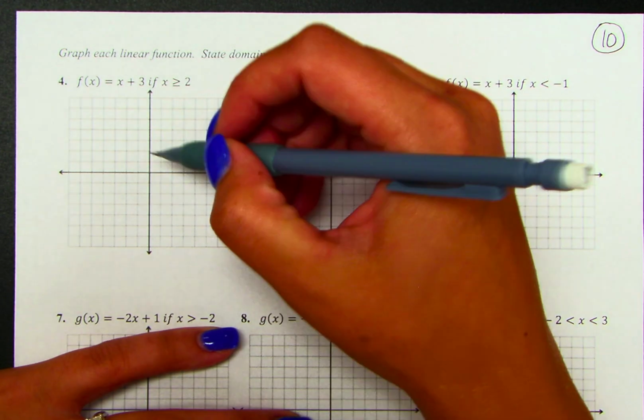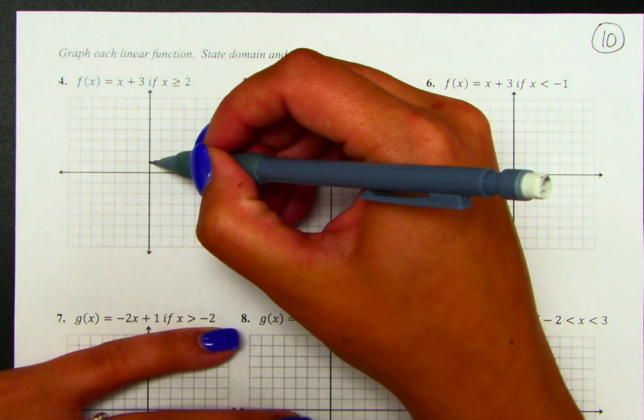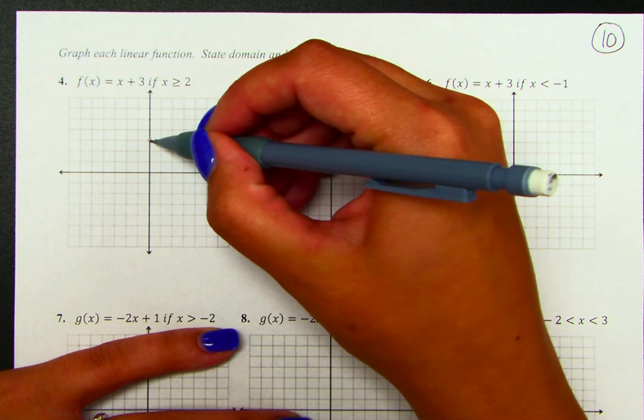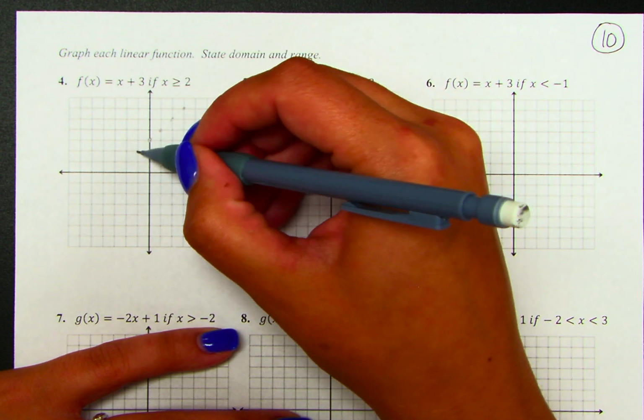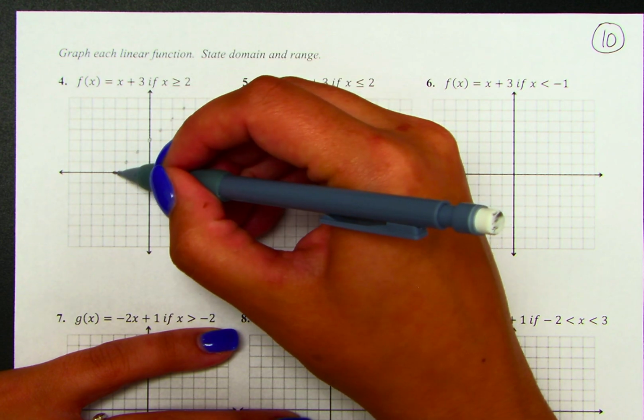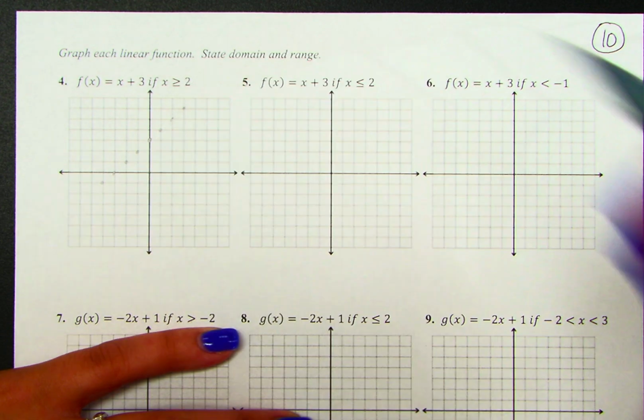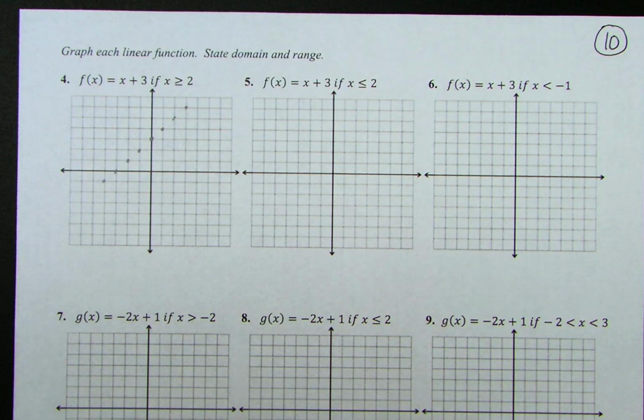So I would start up at 3, and then my slope is 1, so up 1 over 1. And then I want to make sure that I'm making light marks and that I'm putting a lot of points on both sides of that y-intercept just to make it a little bit easier. Okay. Now once we do that, we're going to identify the endpoint and whether it should be open or closed.